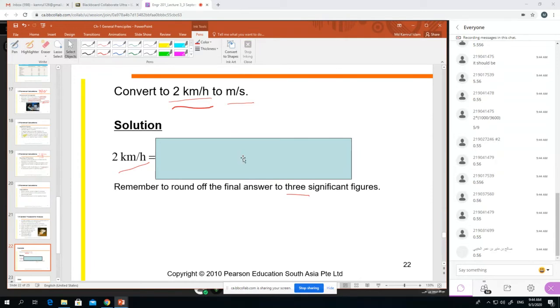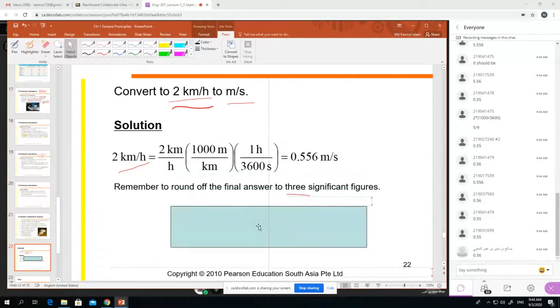Let's see the result. Okay, the result is here. 0.556 is correct, right? How have we done it? We have 2 kilometer, and we want to convert it to meter. So 1 kilometer equals 1000 meter, and 1 hour equals 3600 second. How did we get it?